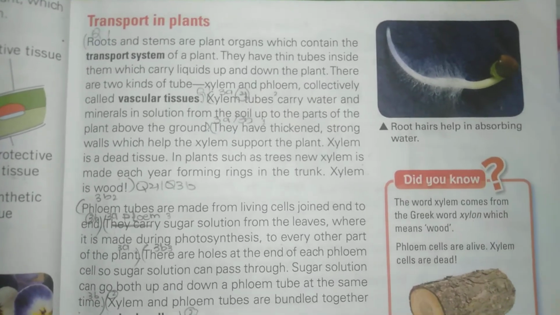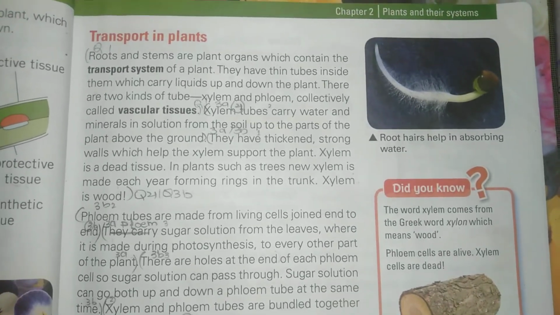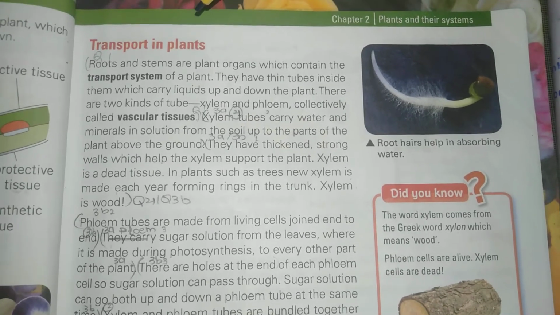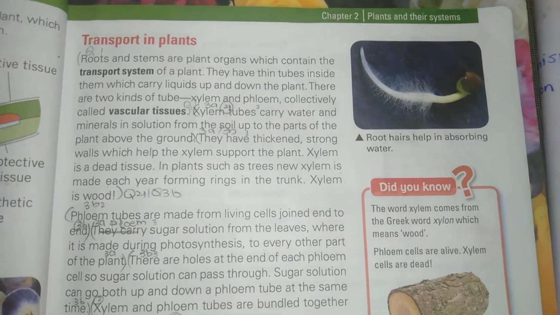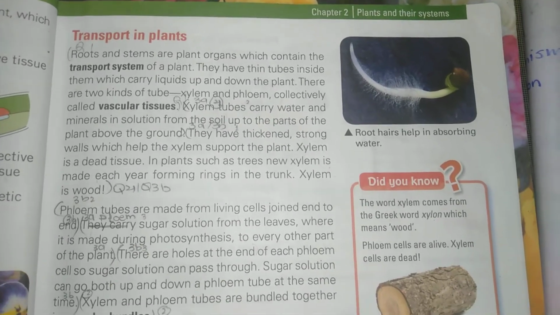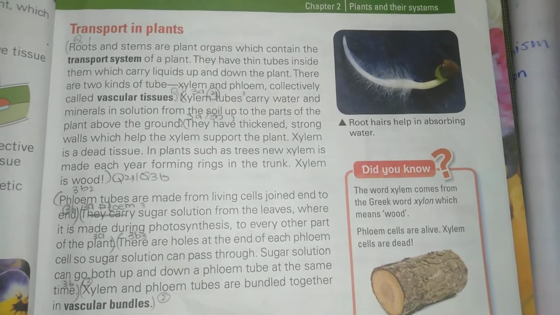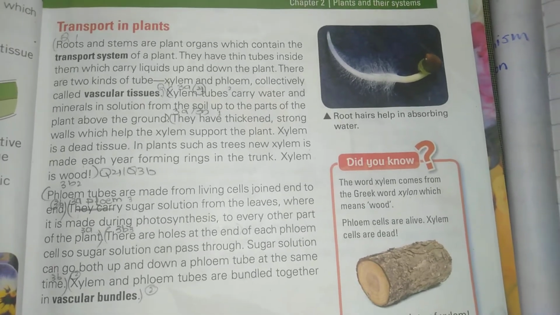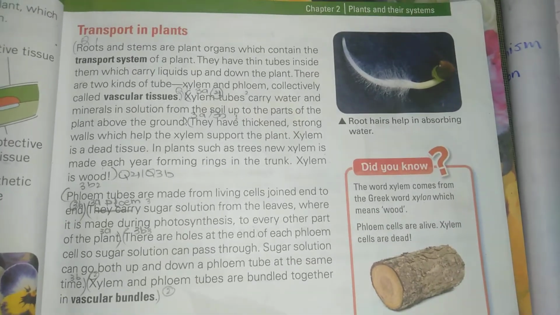As you know, we have started chapter number 2, plants and their system. Today our topic is transport in plants. Roots and stems are plant organs which contain the transport system of a plant. The transport system of a plant has thin tubes which carry liquids up and down the plant. There are two kinds of tubes, xylem and phloem, and they are collectively known as vascular tissue.